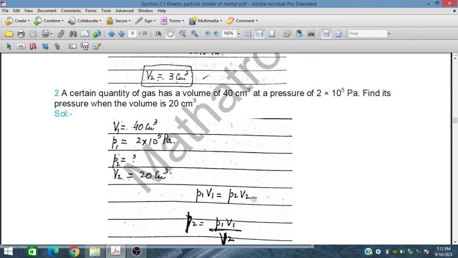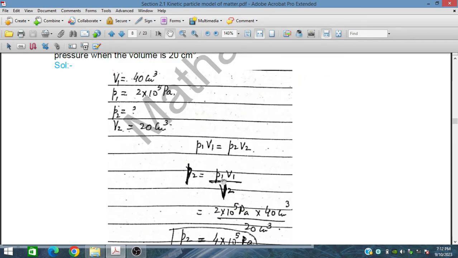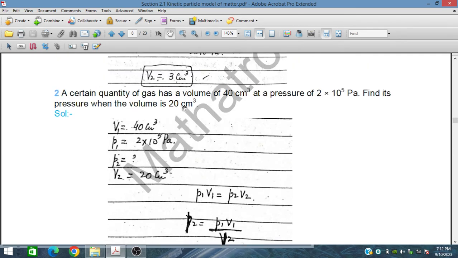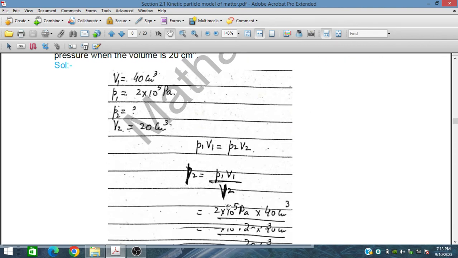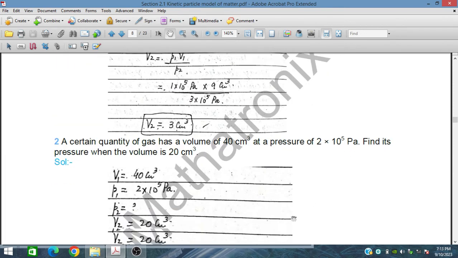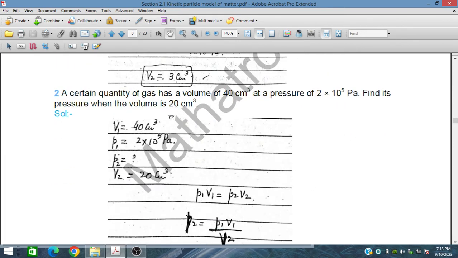So P1 V1 is equal to P2 V2, so P2 is equal to P1 V1 upon V2. Here we can see that the volume is half, so the pressure will be double. So this is simply 4 × 10^5 Pascal, which will be the result. Substituting, this is 4 × 10^5 Pascal. The pressure is double because the volume is half.